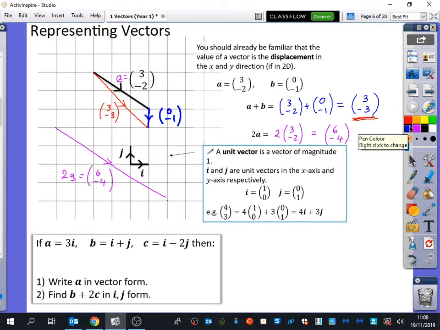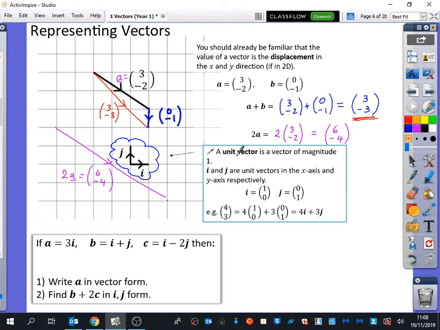I've also written this important fact here. This is some new notation that some of you may have come across before, maybe some of you haven't. It says a unit vector is a vector of magnitude 1. Very quickly, remind me what magnitude means with a vector. Size, length, okay? So a unit vector, that word unit means that it has a length of 1.